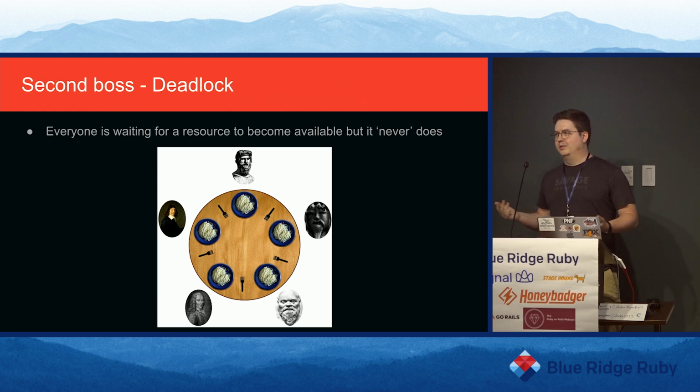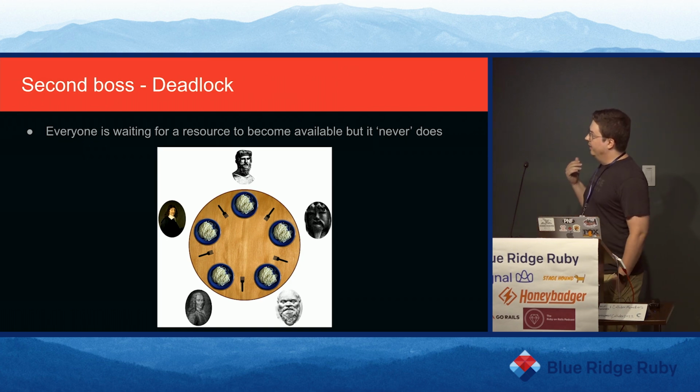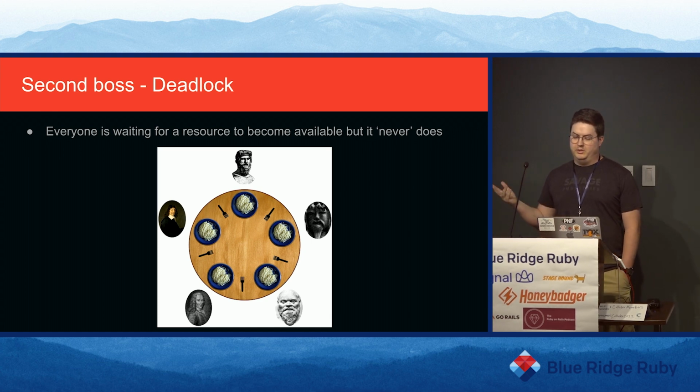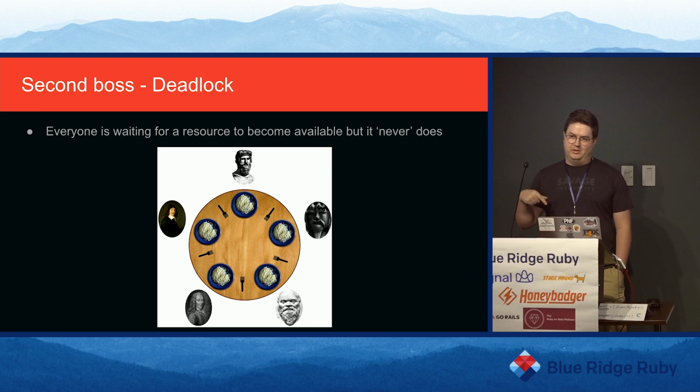Now we have our second boss, deadlock. This is where everyone's waiting for a resource to become available, but it never does. You might be familiar with the dining philosophers problem. You've got 5 philosophers, 5 chopsticks. Every philosopher shares a chopstick with their neighbor, but you have to have 2 chopsticks in order to eat.